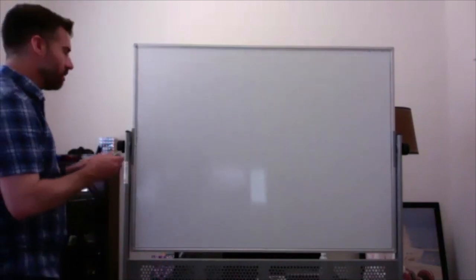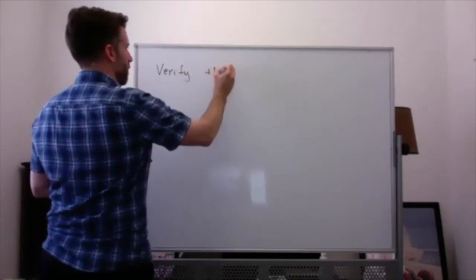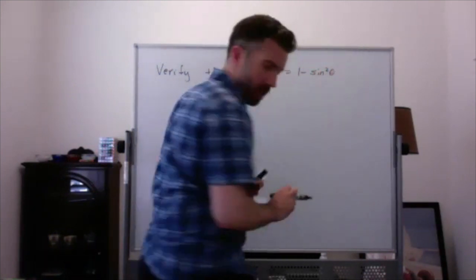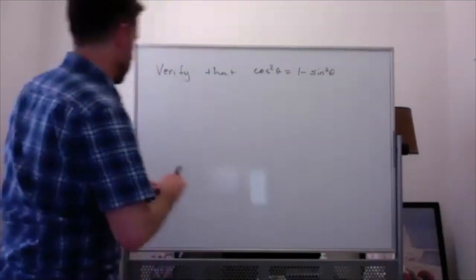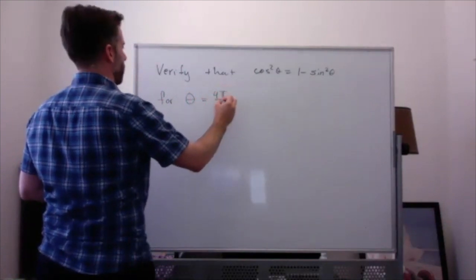So let's do some verifying. The other kind of thing we do with identities sometimes is we verify that they're true for a certain value. So for example, I want to verify that cosine squared theta equals 1 minus sine squared theta for a particular value. For theta equal to 4 pi over 3.